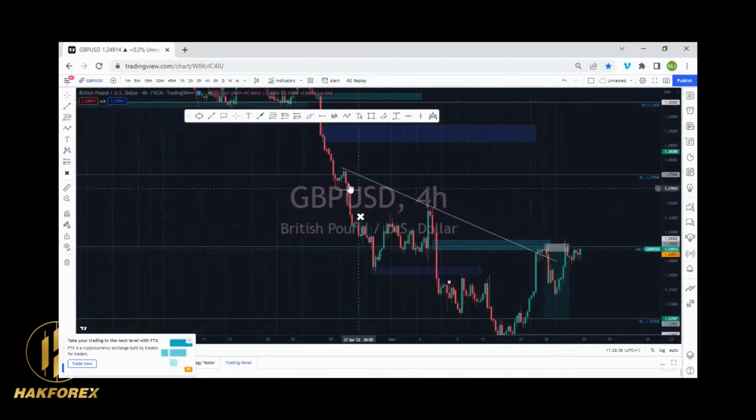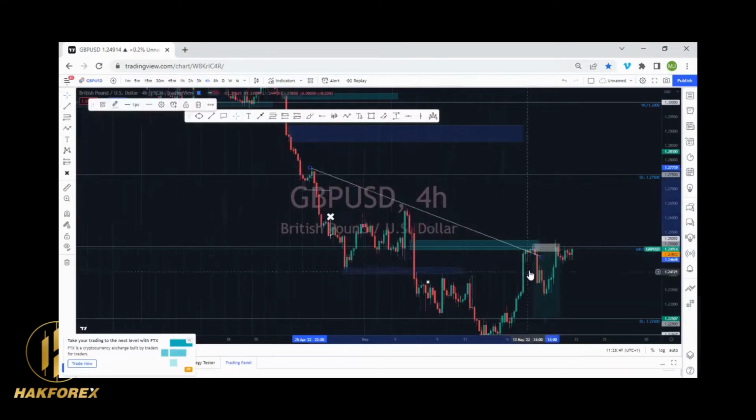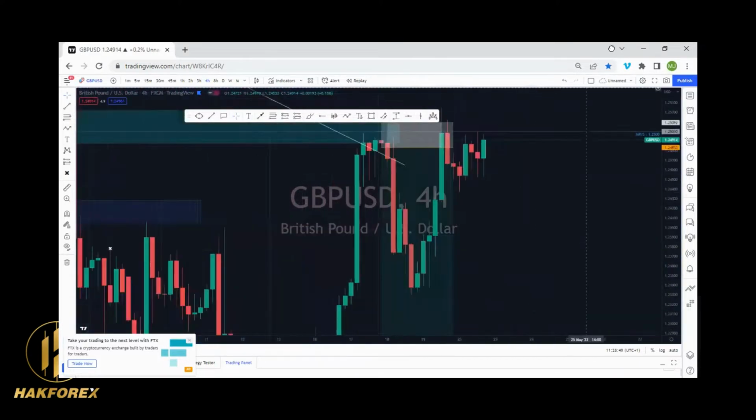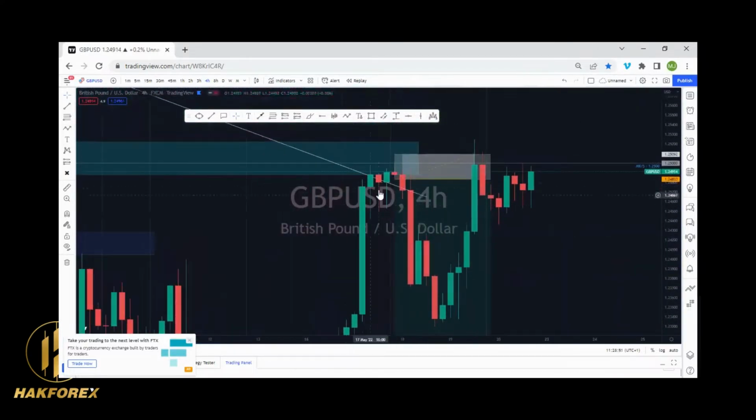Okay, so look at another trade that we took. I think this was last week. We took a sell from here on GBP. This point A, this point B, then this is a point C here. Okay, when we tested the point C, what happened here?